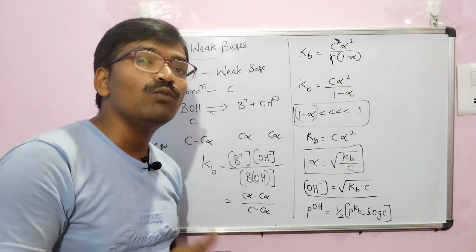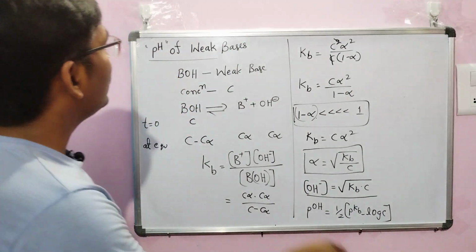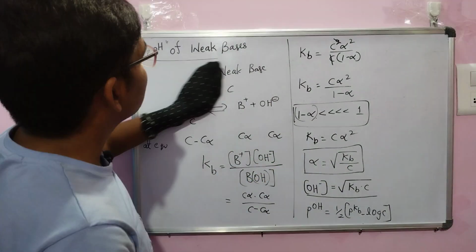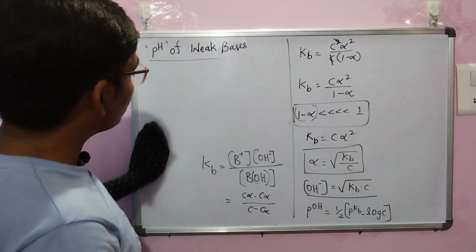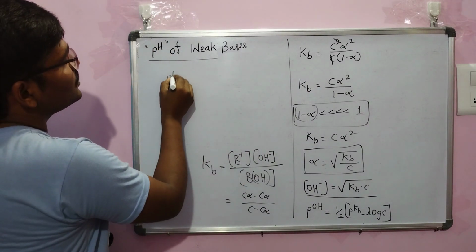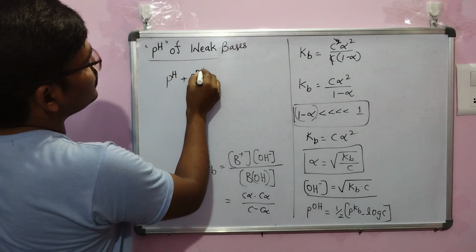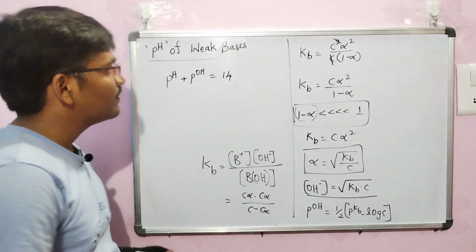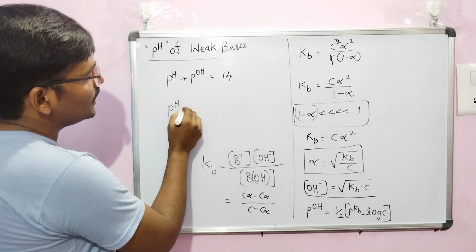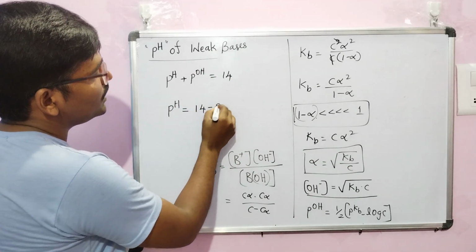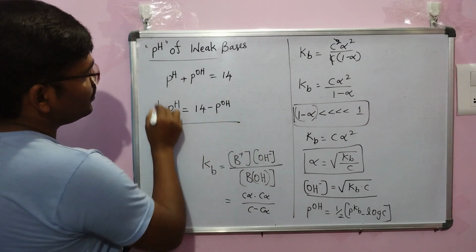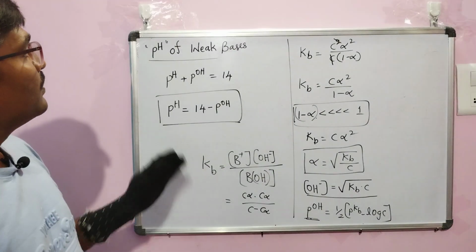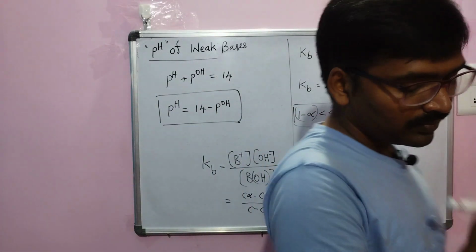We found the pOH but not the pH. But what I told is the pH of weak bases, how can you find it? One of the formulas I told is pH plus pOH equals 14. So if you find the pOH, then similarly we can find the pH also. pH equals 14 minus pOH, like this. So using this formula and this formula, we can find the pH of weak bases also.